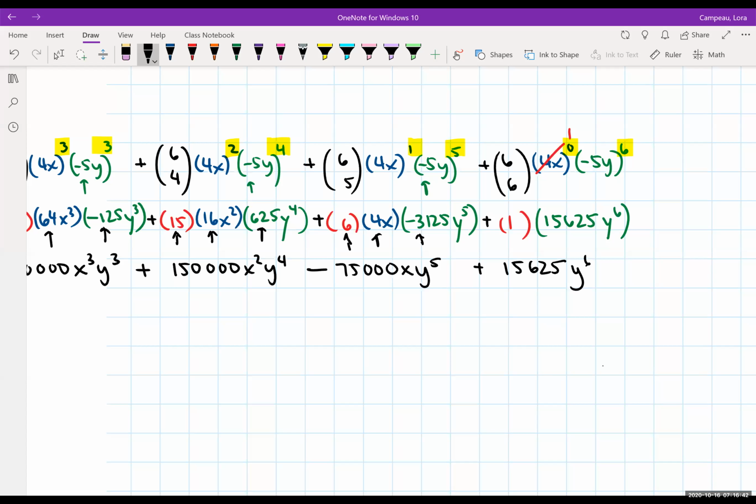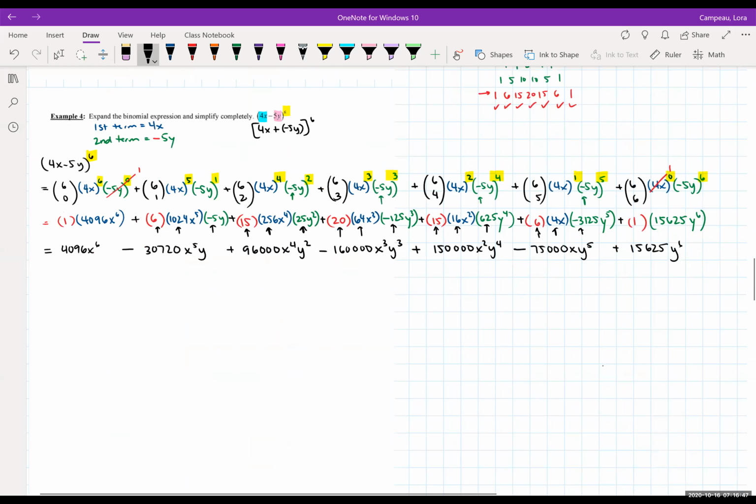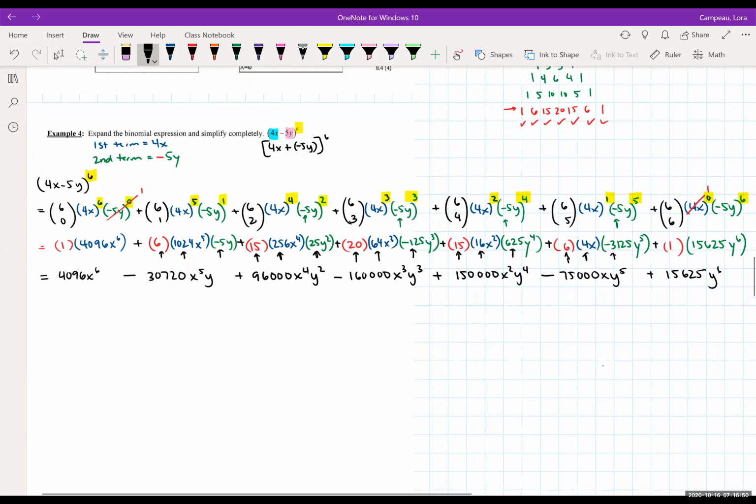So I'll shrink this down so we can see this all in one shot. If you need to move to the next line, just be really careful as you're eyeing this. Just look at what we have. Our final expansion, we end up having 4,096 x to the sixth minus 30,720 x to the fifth y plus 96,000 x to the fourth y squared minus 160,000 x cubed y cubed plus 150,000 x squared y to the fourth minus 75,000 x y to the fifth plus 15,625 y to the sixth.